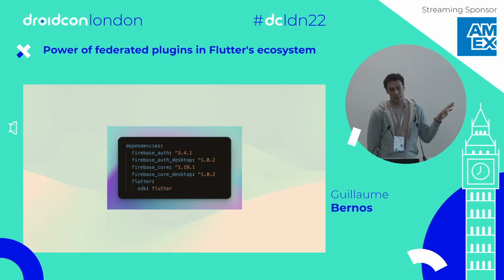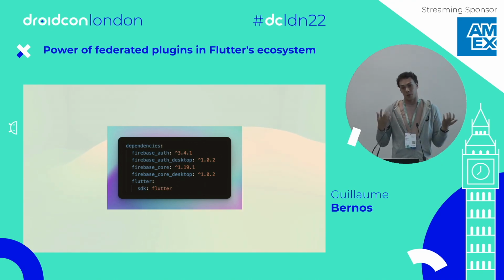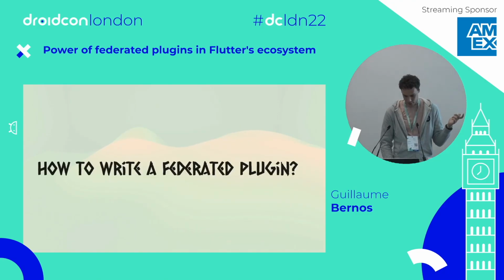So you can see that I'm adding Firebase auth and Firebase auth desktop. And for the missing platforms, it will use the one from Firebase auth desktop. So same underlying method. If the front-end package changed, but the underlying platform interface doesn't change, this one will still work. So it's harder to maintain, but it's a good way of adding features to packages you don't control. So yeah, that's it. So now, how to write a federated plugin.